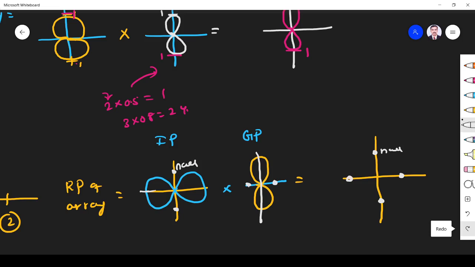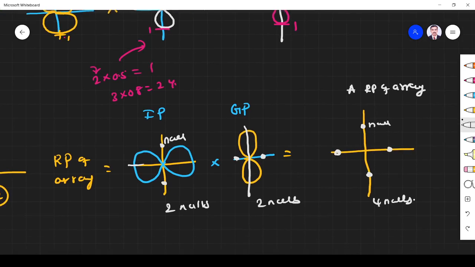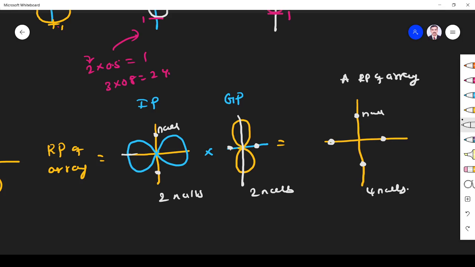Yes or no? So this is the radiation pattern of the array, right? In the total radiation pattern of an array, the number of nulls is equal to the nulls in the individual pattern plus the nulls in the group pattern. Here we have 2 nulls, here also we have 2 nulls, so here we get 4 nulls, right? Okay, now we first multiply the nulls, then we multiply the other areas.